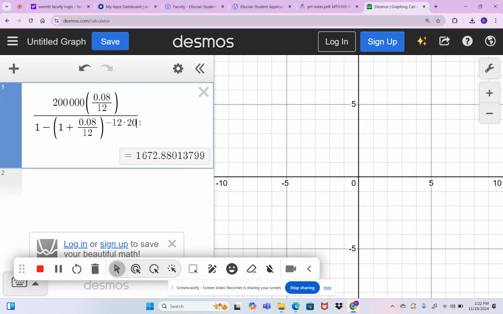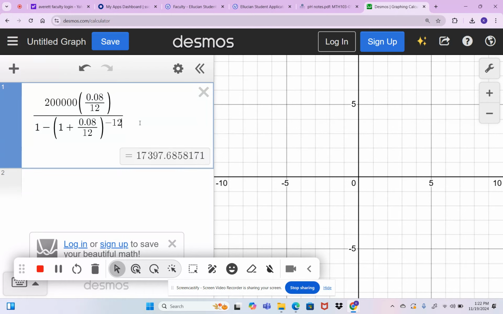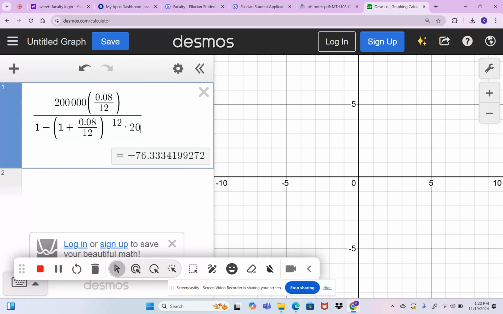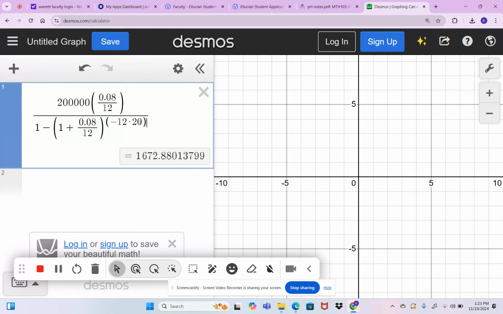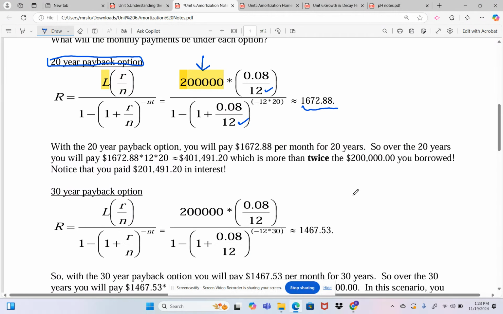So if you practice typing this in, now notice if I forget my parentheses when I'm doing this, and I go up and I say negative 12, and I hit that times 20, it didn't keep that in the exponent. That's why I encourage you to put the parentheses, okay? So definitely practice typing some of this in before you have to do it on your own.